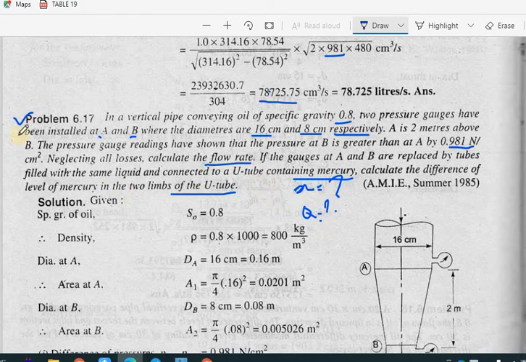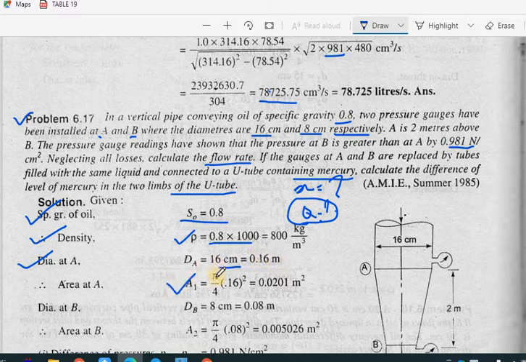So first we'll write all the given parameters. In case one, we only need to find out the discharge value. The first thing provided is the specific gravity of the flowing liquid, which is oil, 0.8. From here we can calculate the density of oil, because specific gravity multiplied by 1000 gives the density, which is 800 kg per meter cube. Now the diameter of the first section is 16 centimeter. Convert it into meter, so it will be 0.16.